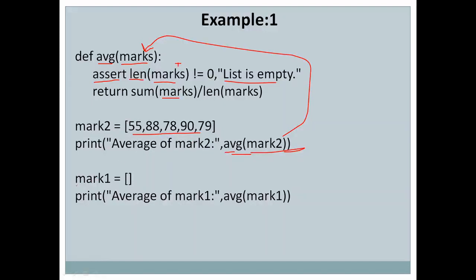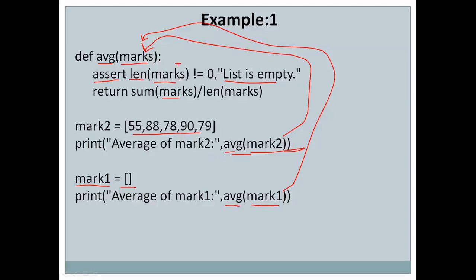Suppose we have a variable mark1 and it is an empty list, and if we try to pass this empty list to the average function, so we have passed it here, you can see average of mark1, and we pass it again, that is stored in marks.